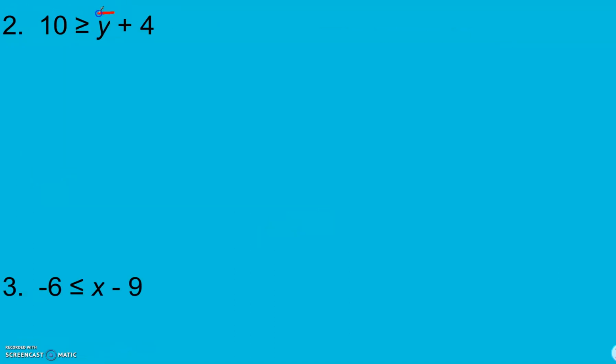In 2, my variable is being added by 4. I get rid of addition by subtracting. And as long as I do it to one side of my inequality and the other equally, we get equivalent inequalities. 10 minus 4 is 6. 4 minus 4 is 0. I kept my inequality and I kept my variable.